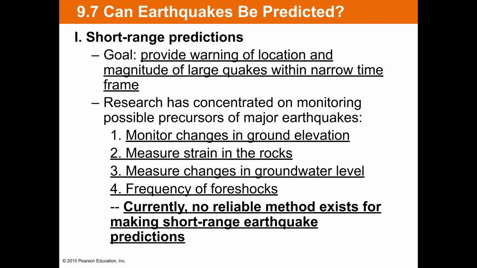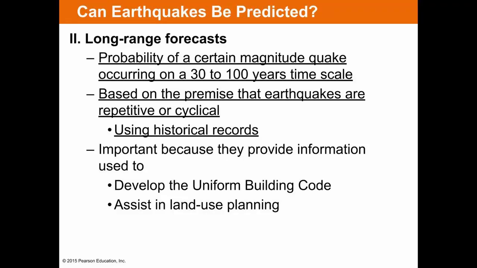Given all this information, you can hopefully think about predicting where an earthquake is going to occur, but there's no reliable method yet. We can also look at long-range forecasts, the probability of a certain magnitude quake occurring on, let's say, a 30 to 100-year time scale. These are based on the premise that earthquakes are repetitive or cyclical events and use historical records.